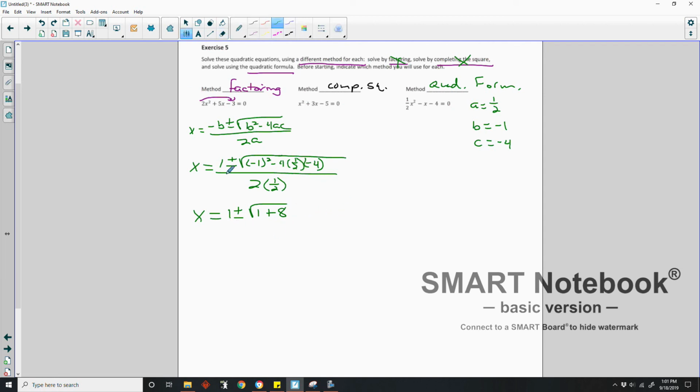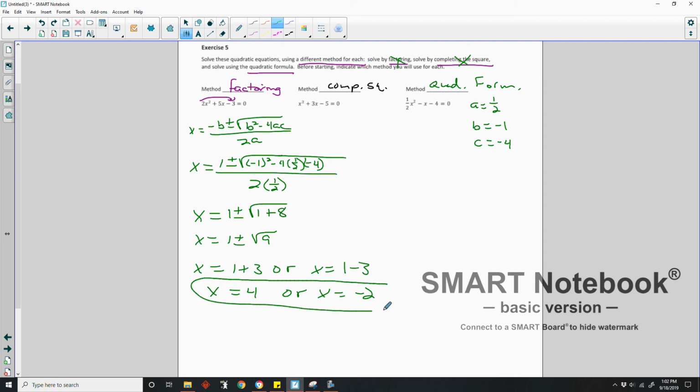So look how nice this is. X equals 1 plus or minus the square root of 9. So x equals 1 plus 3. Or x equals 1 minus 3. So x equals 4, or x equals negative 2. And there you have it.